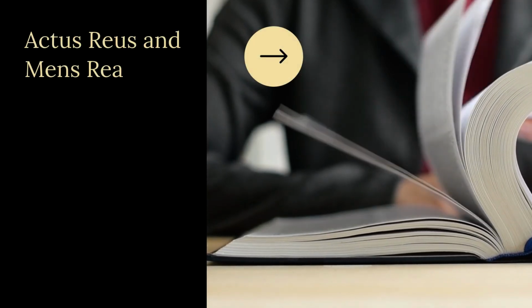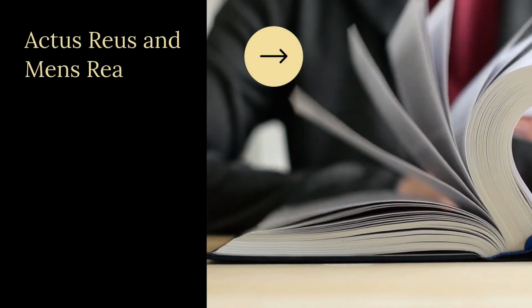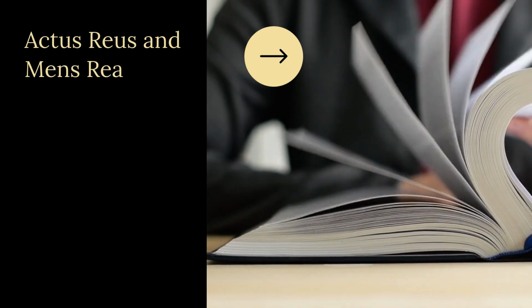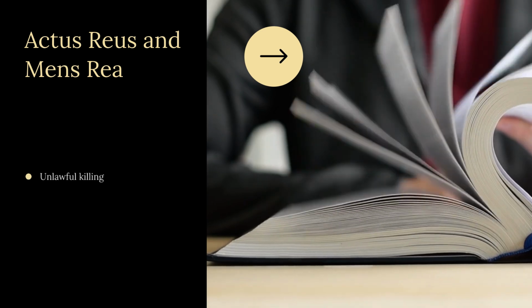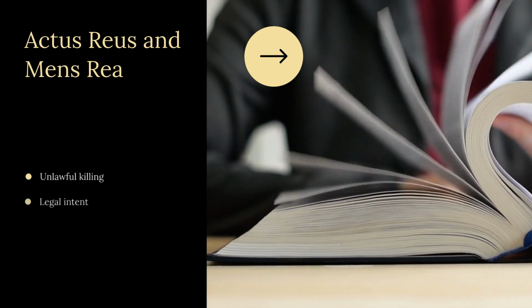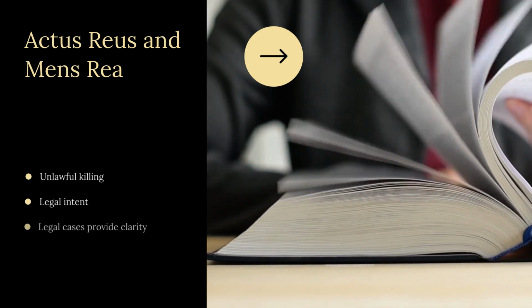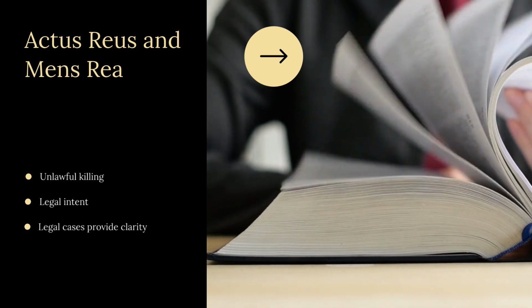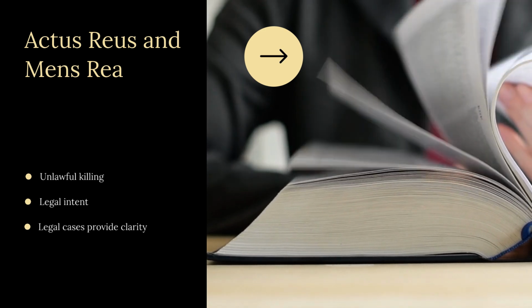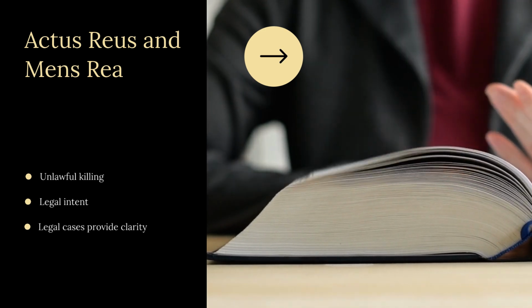The actus reus and mens rea of murder involve specific legal elements. Unlawful killing and intent are central. Legal cases provide clarity on these components. Understanding these elements is crucial for legal professionals. They ensure justice in criminal proceedings.